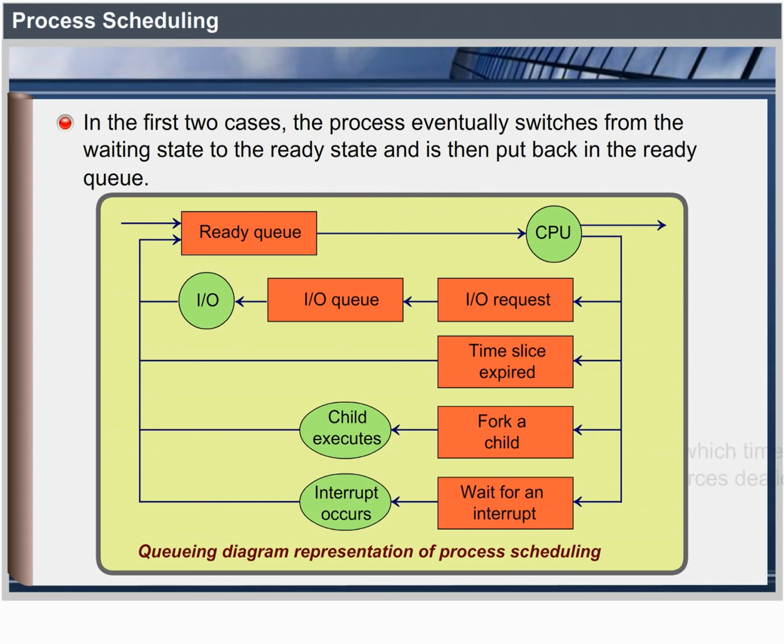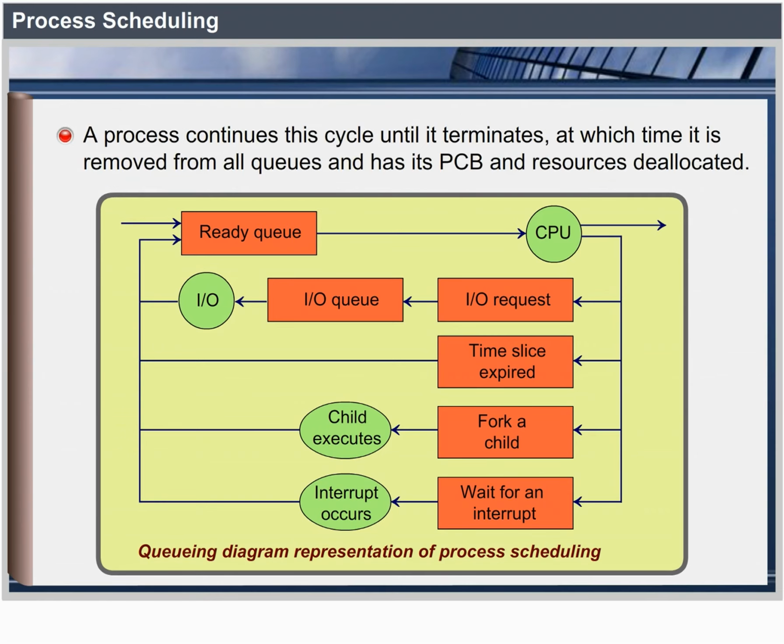A process continues this cycle until it terminates, at which time it is removed from all queues and has its PCB and resources deallocated.